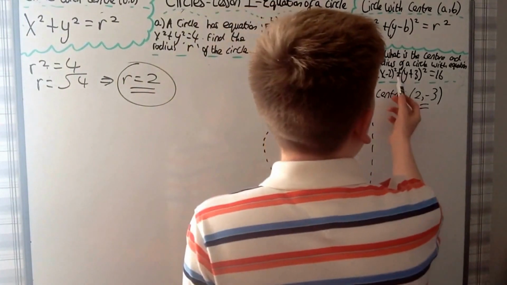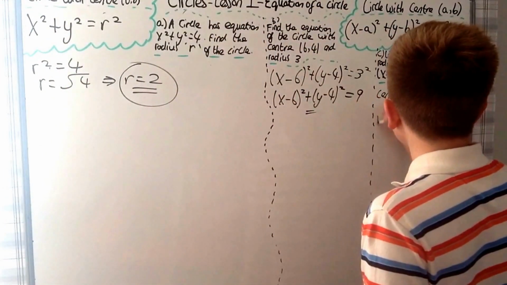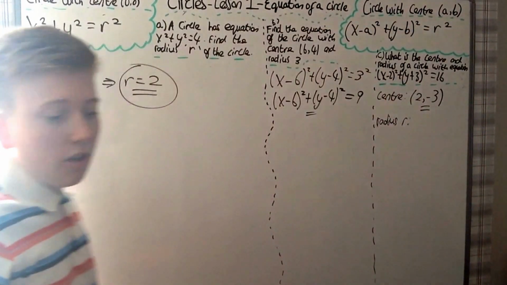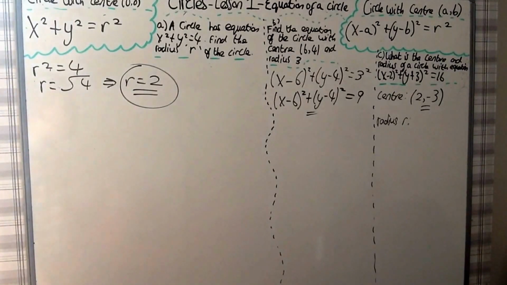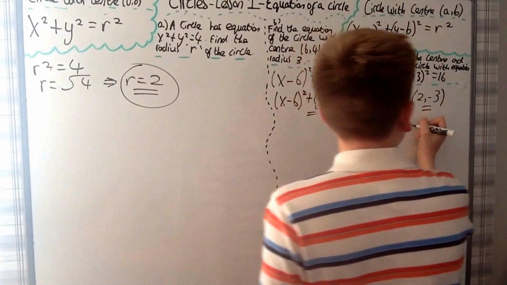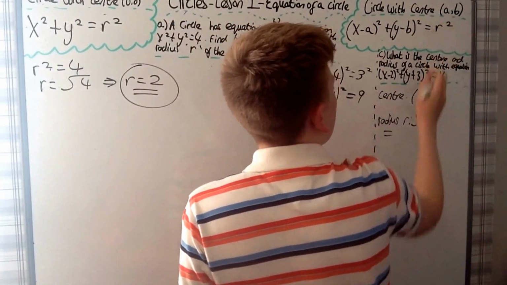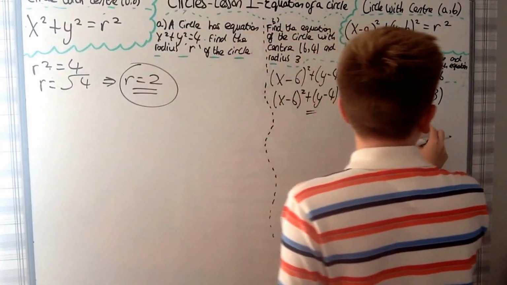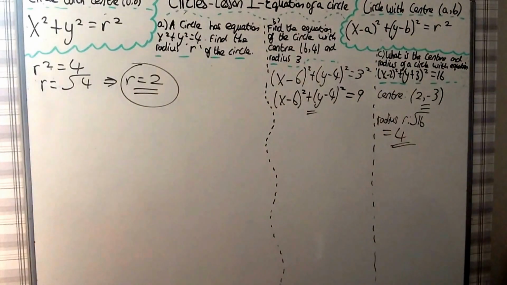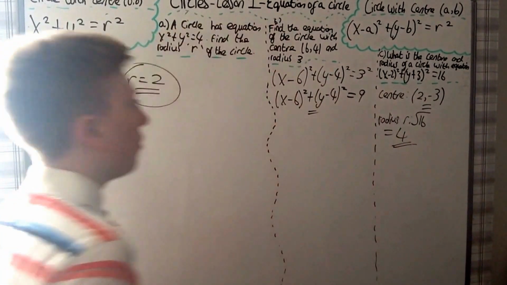So now we need to deal with the radius. So with the radius, we simply square root the 16. Because this is our radius squared, remember, from the equation, r squared is 16. So r is the square root of 16. Square root of 16 is 4. So that's the answer to that question. Centre 2, minus 3, radius 4.